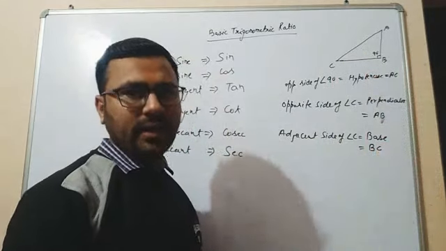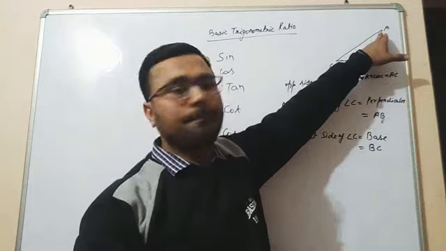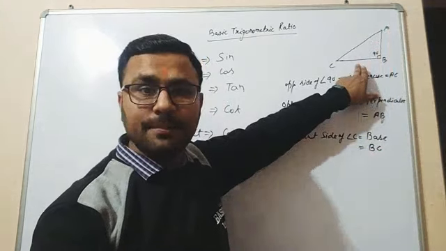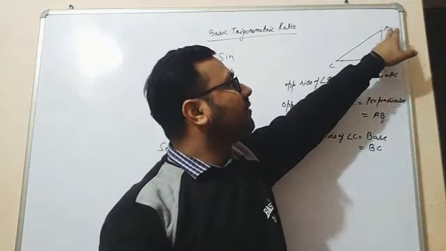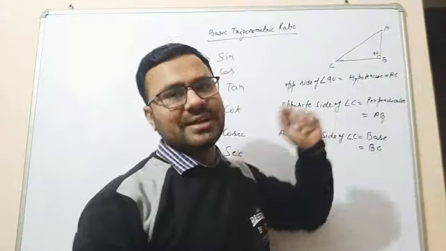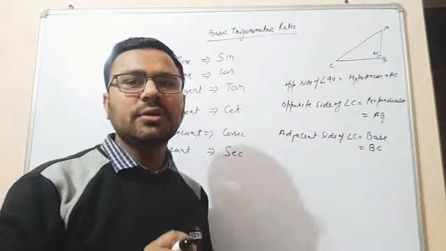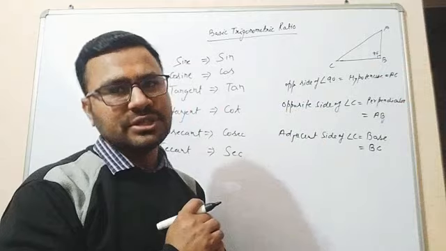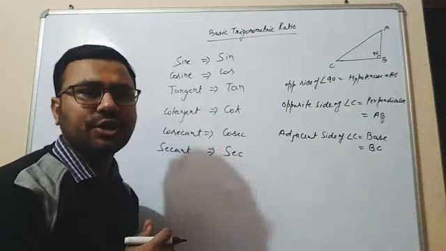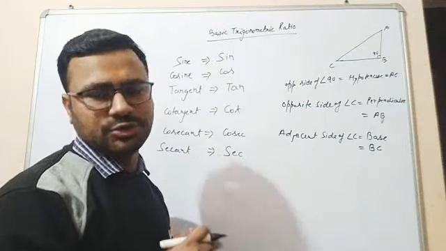If we take angle A, then the perpendicular is BC because it is the opposite side of angle theta, and the adjacent side of angle A is AB, that is the base. So perpendicular and base are interchangeable according to their angle, but the hypotenuse is fixed. So let's see in the trigonometric ratio what their values are.